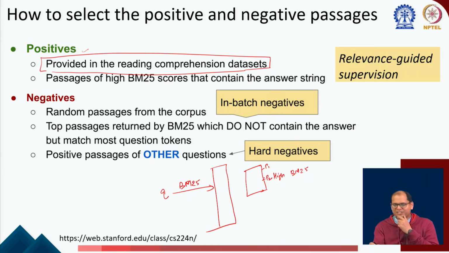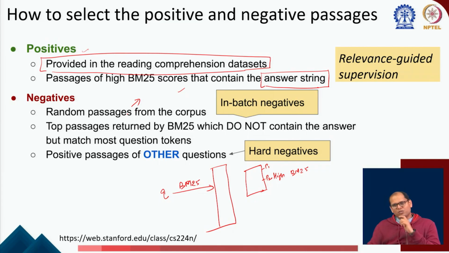That is a simple hack. I check if the answer string is present. If it is present, I take that passage as a positive example, because there is a high chance it is relevant: BM25 is giving it a high score and it contains the answer string as it is. Now, what are the negative examples? I can randomly choose some passages from the entire data set, apart from this, to make my negative examples. That is something you can always do, and that is okay.